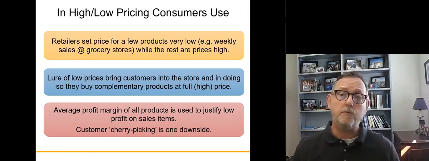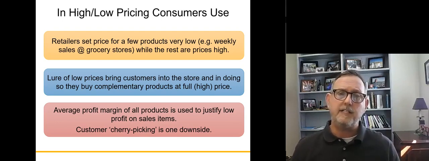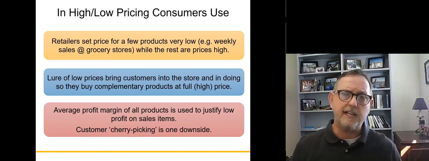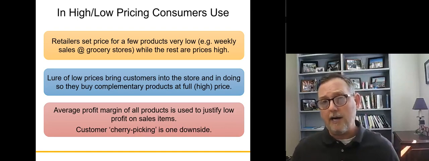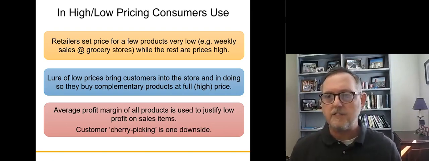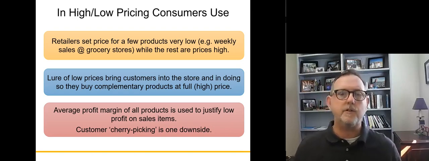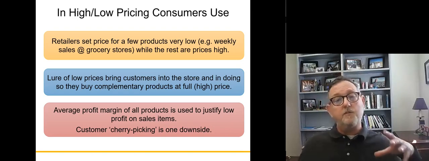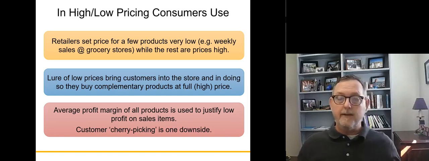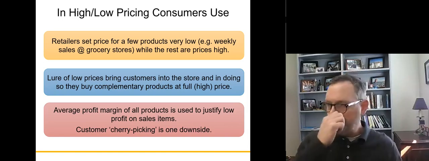So we set a price for a few low products. A few products are set low, and then we do a sale and entice people. So the low-high pricing: the lure of low prices brings customers into the store, and by doing so, they ultimately buy other products which are priced at full price. And then we average those prices together, and we get this idea of our total margin. That's how we do it.